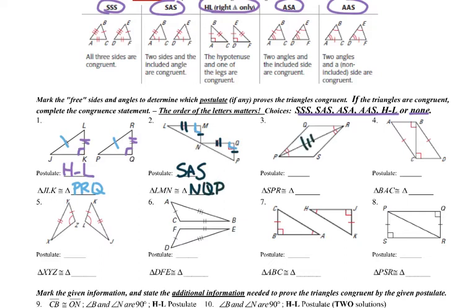Don't forget about free sides here. So this is one of our old standbys, angle, side, angle with the free side. If I say SPR, that's going to go with QRP. Free side again in number 4. Which postulate's that one though?